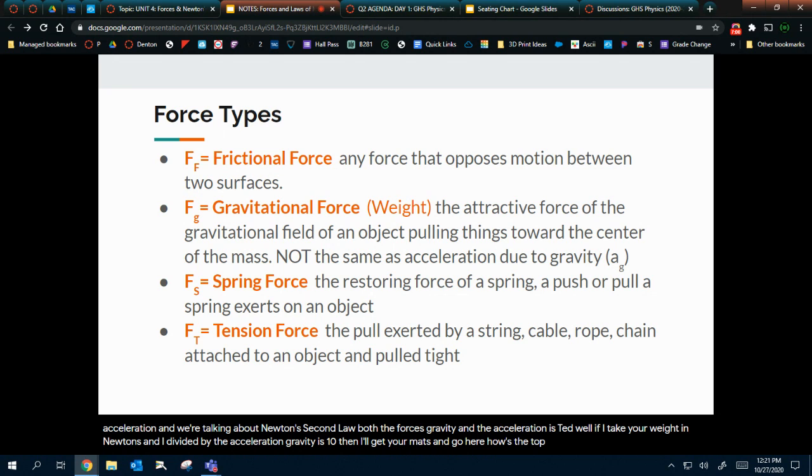Up at the top talks about frictional force. It's pretty easy. It's just any force that opposes motion. So again, if you roll a ball along the sidewalk, it'll eventually roll to a stop because of friction. And friction is going in the opposite direction of the ball's moving.